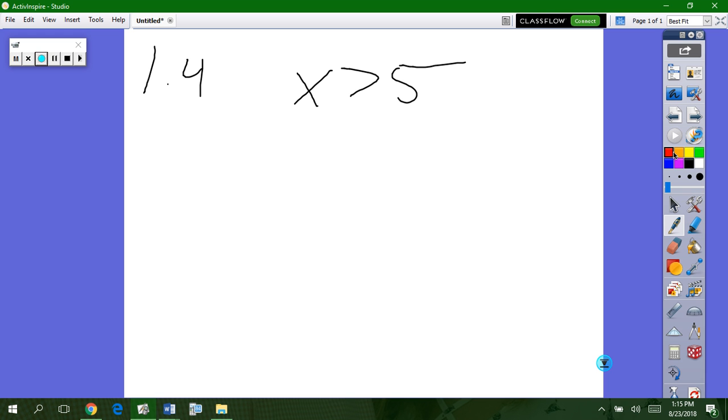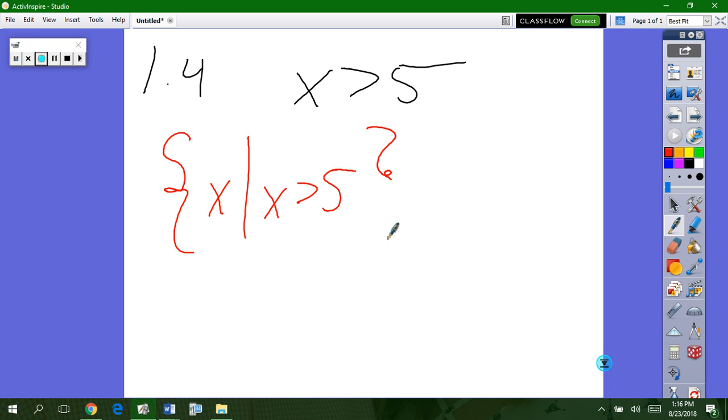Does that make sense? Okay, this, to be honest with you, is already in set builder notation. It just needs a little bit more. This is how we would write it. You guys know these lovely little braces that I'm not very good at. You'd say x such that, that's what that line means, such that, okay, x is greater than 5. This is set builder.